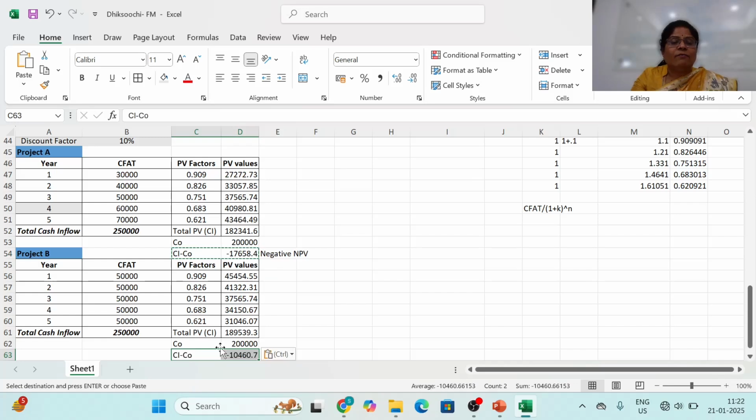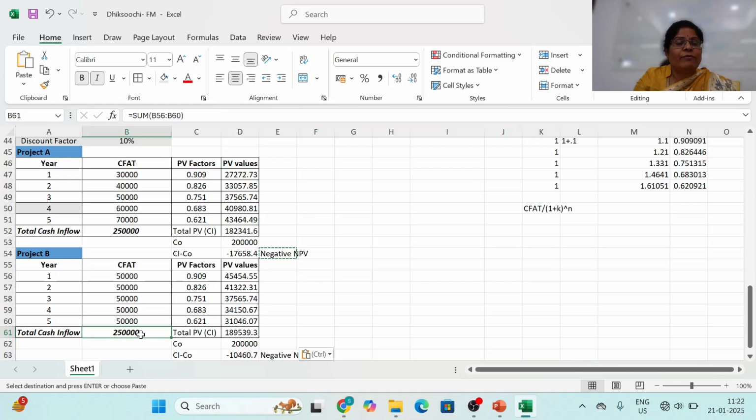The cash inflow is 1,89,000. The outflow is 2 lakhs. This is also a negative NPV. So as per NPV, we have to reject both the projects because both are generating negative returns. Though the total is 2,50,000, the present value of that 2,50,000 today is 1,82,341. Got it? And even for the other, whatever 2,50,000 you are receiving in future, today's worth is 1,89,539.3.